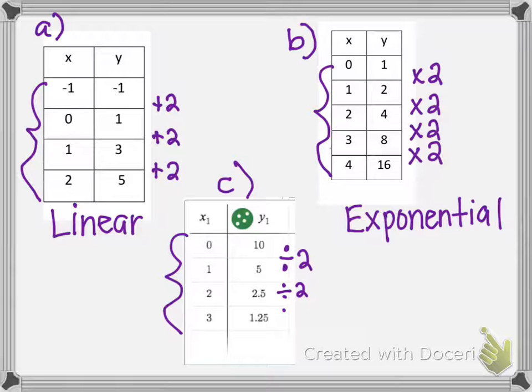Well, if I'm dividing by 2, that's still going to be a multiplication problem, but it means we're going to multiply by the reciprocal. So we're going to multiply by 1/2. So dividing by any number is the same thing as multiplying by its reciprocal. So if I was dividing by 3, I would be multiplying by 1/3. If I'm dividing by 5, I'd be multiplying by 1/5.